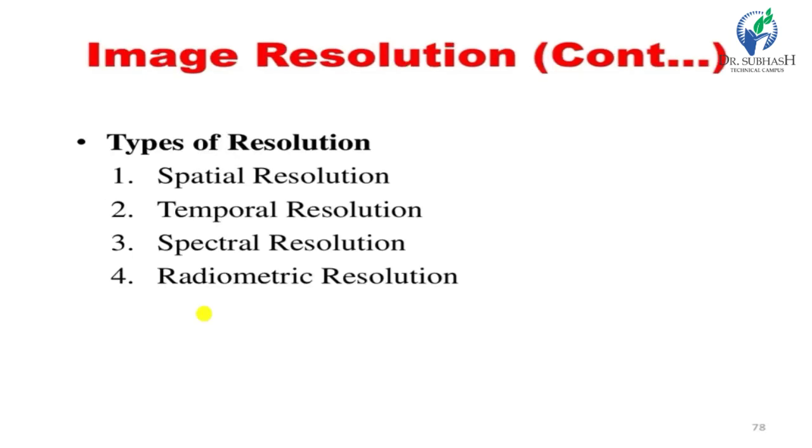Now there are different types of resolution. In traditional photography we generally see visual resolution. In remote sensing we have spatial resolution, temporal resolution, spectral resolution, and radiometric resolution. Those are the four types of resolution in remote sensing.